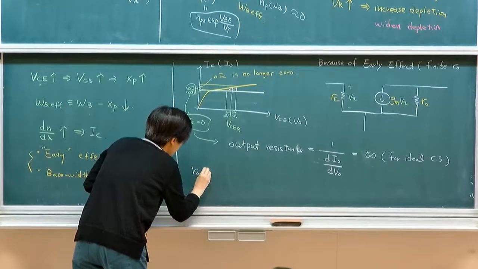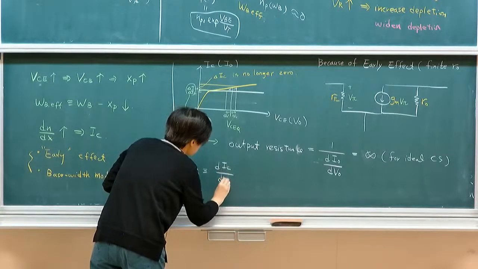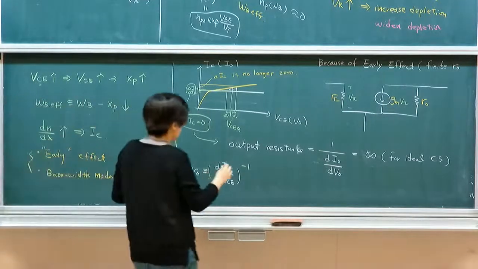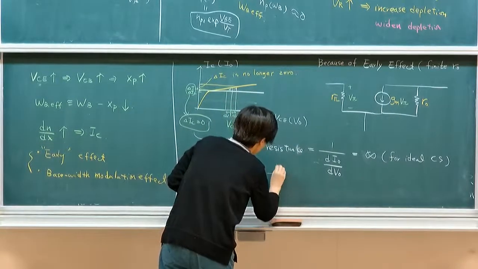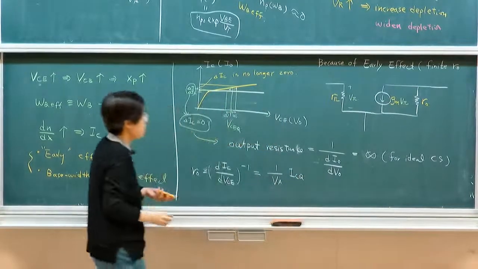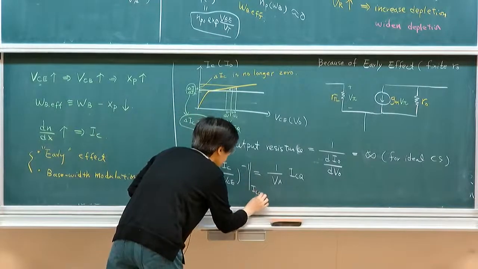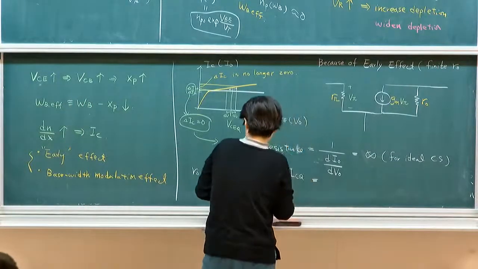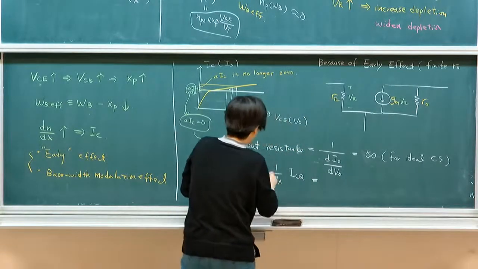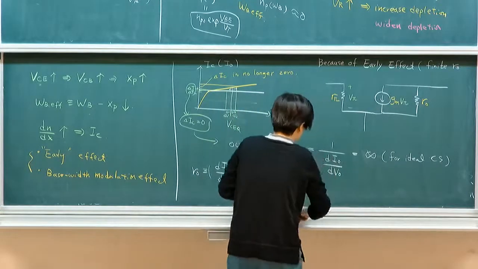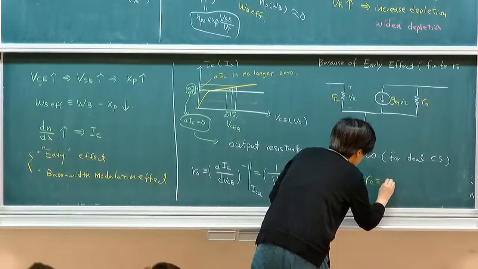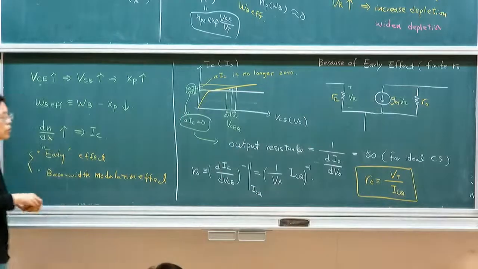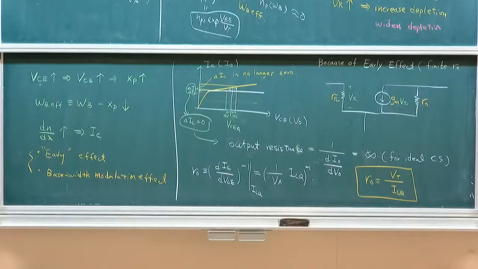So RO, once again, by definition is the inverse of dIC over dVCE. I'm simply going to insert that, and that will give me something VA over ICQ, at ICQ. So you simply do the derivative and get that result. Wait, did I get it right? There's an inverse in that. Therefore, your final result, let me write it properly: RO becomes VA over I. All the small signal parameters will depend on your quiescent point, so ICQ.